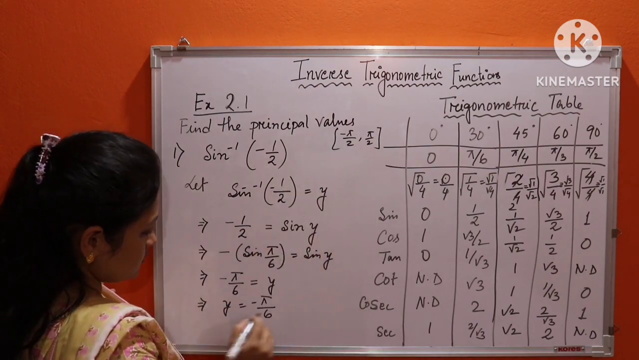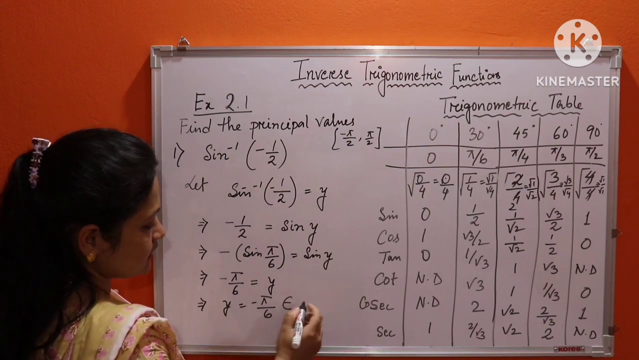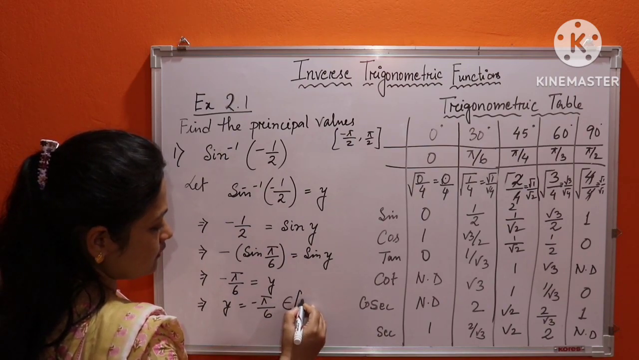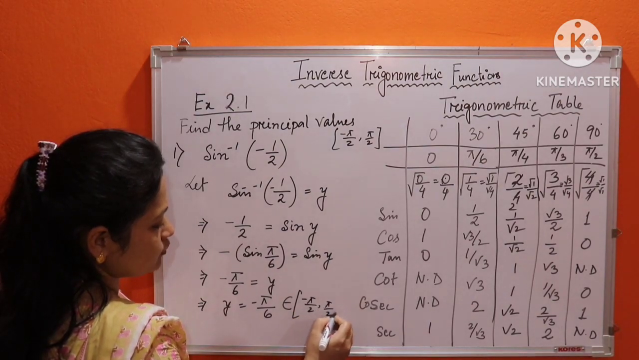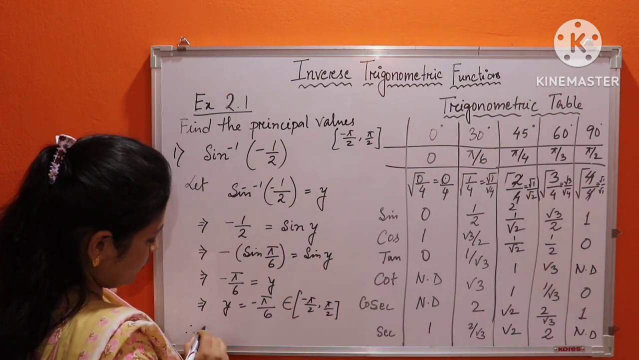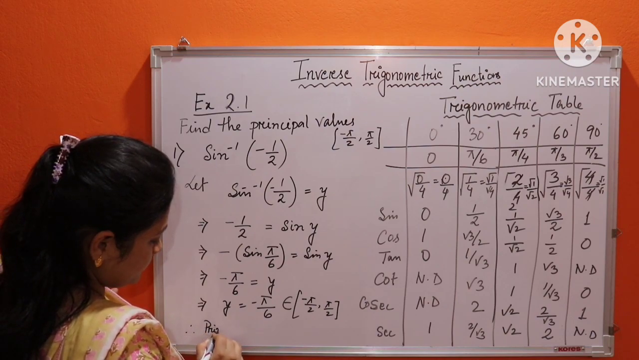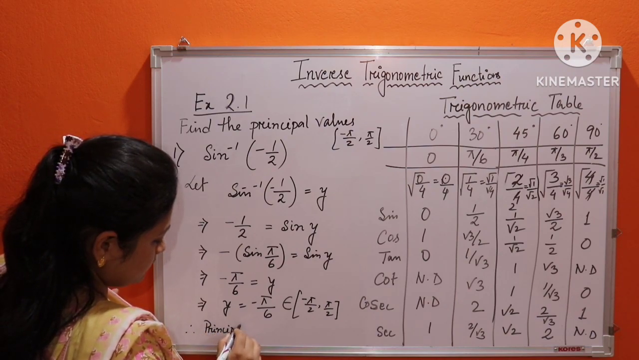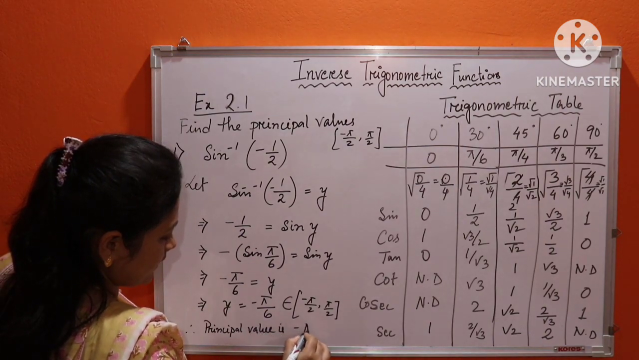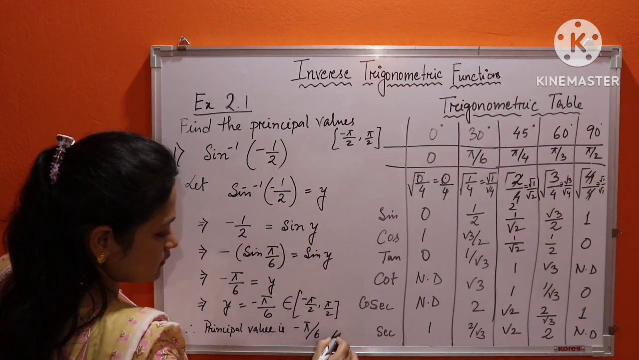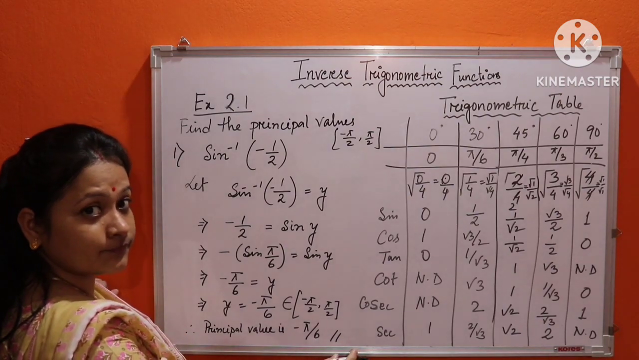So minus pi by 6 belongs to minus pi by 2 and pi by 2. Therefore, the principal value is minus pi by 6. So hence the answer.